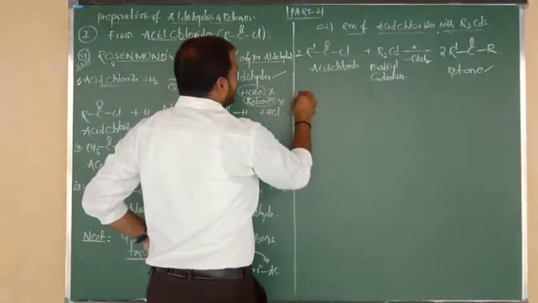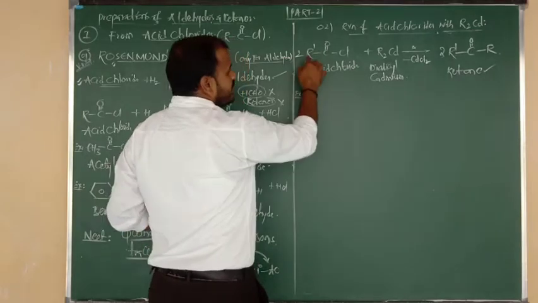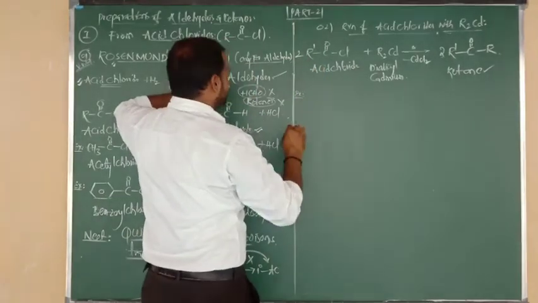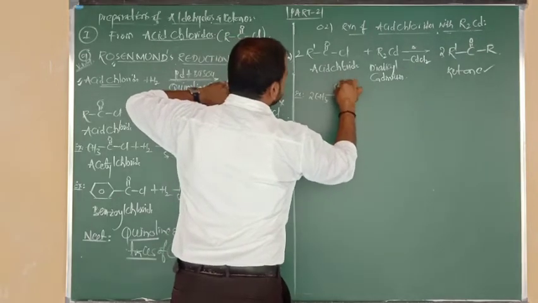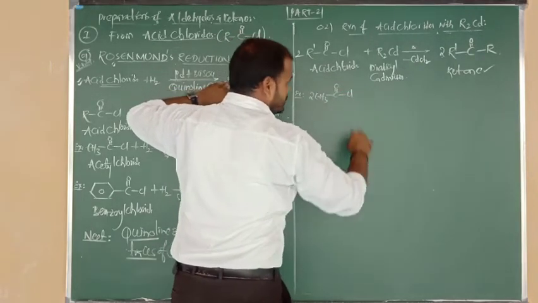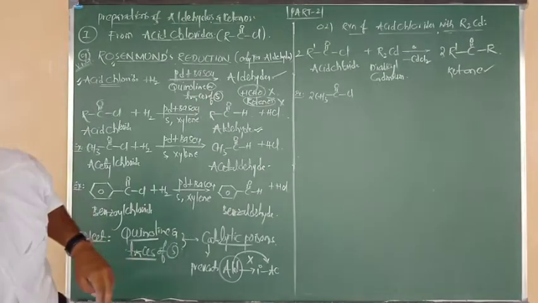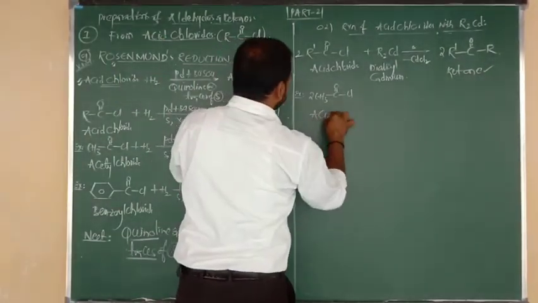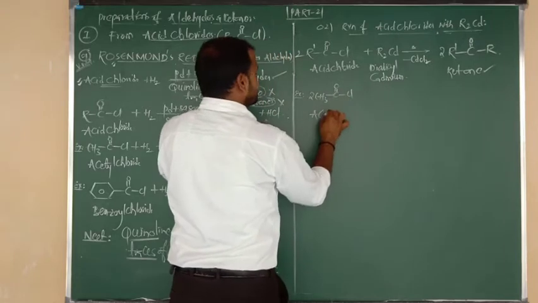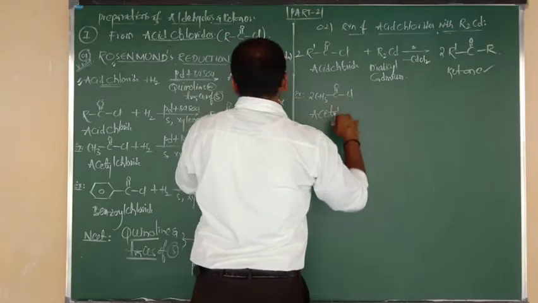So let me write the same thing again, with 2 examples. In place of R, I want to write first of all CH3. So 2 moles of CH3 bonded to C double bond O, again connected to Cl. So what is the name of this reactant, beta? Acid chloride, and also we can say acetyl chloride.